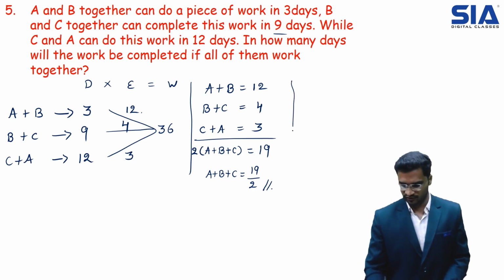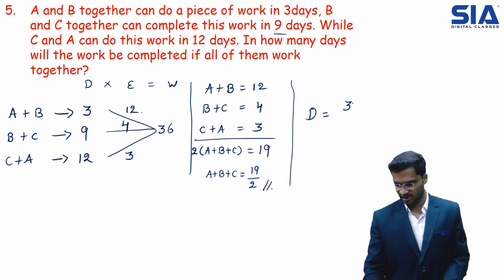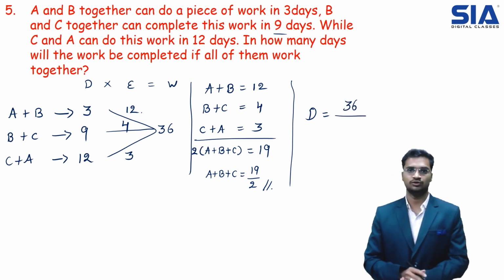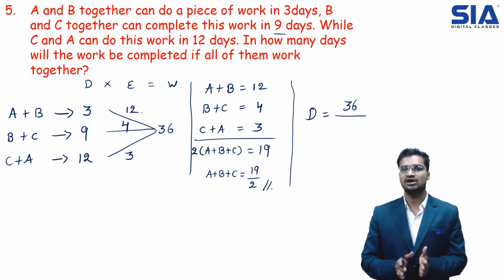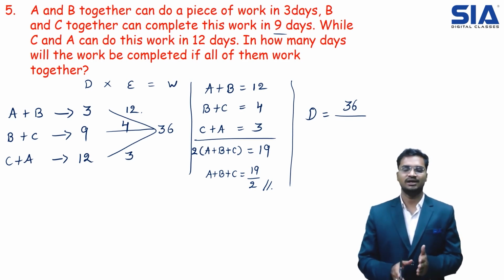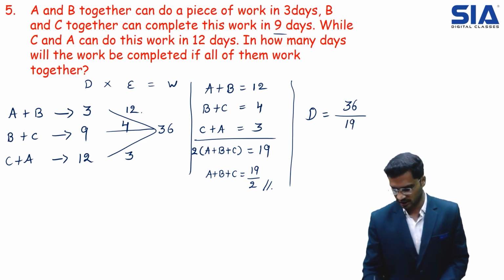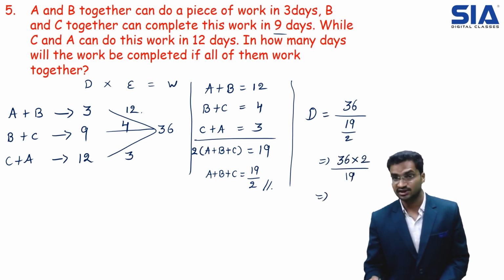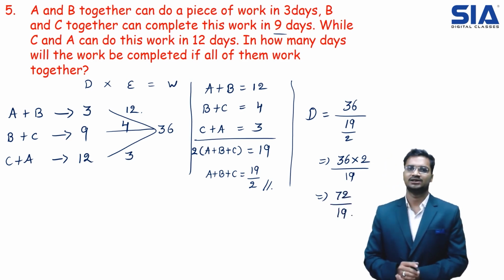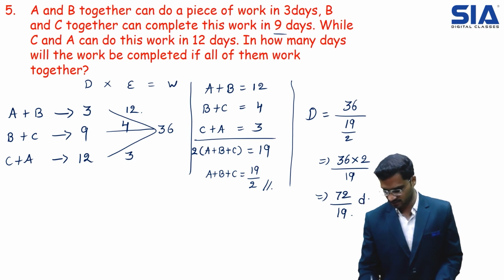Now we have to find the days. We know that days is equal to work divided by efficiency. They have to complete 36 units of work, and the efficiency of A plus B plus C, because A, B and C together are working here, is 19 upon 2. So our answer is 36 into 2 divided by 19. 36 times 2 is 72, divided by 19. So our answer is 72 by 19 days.